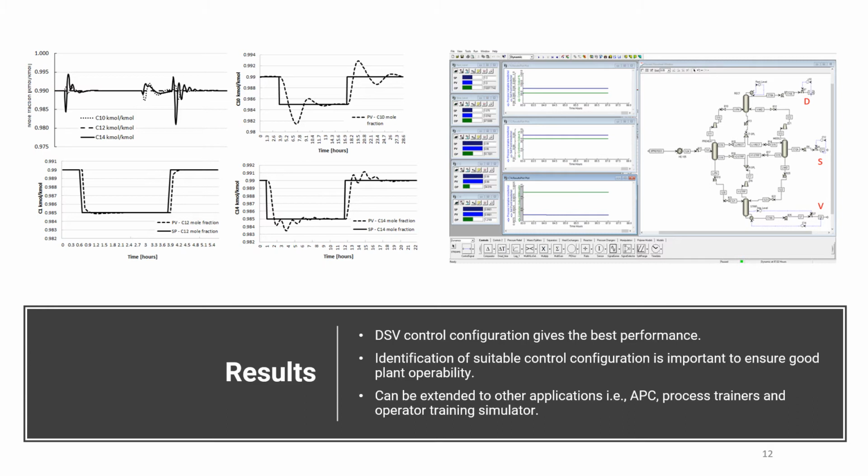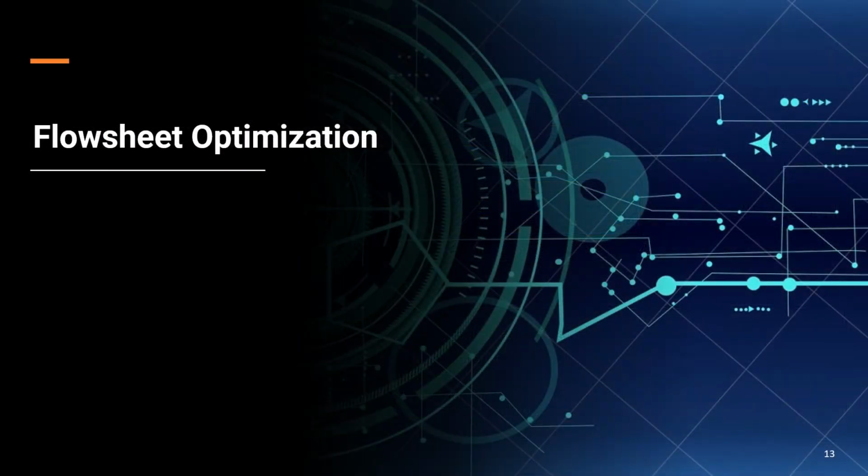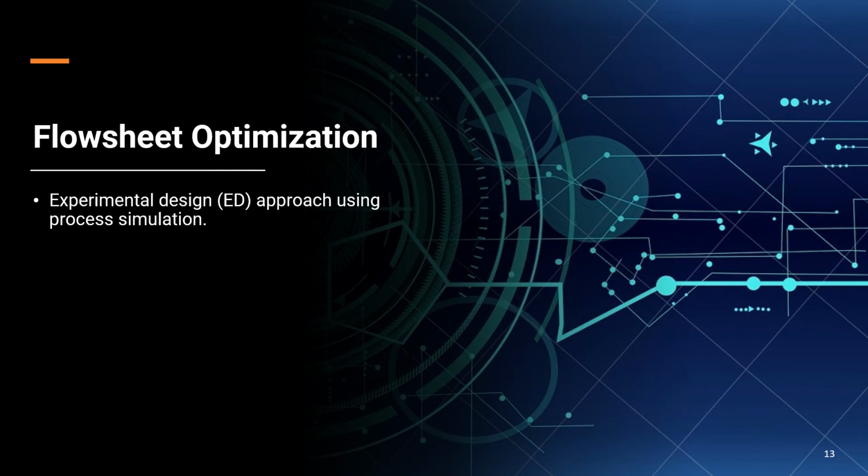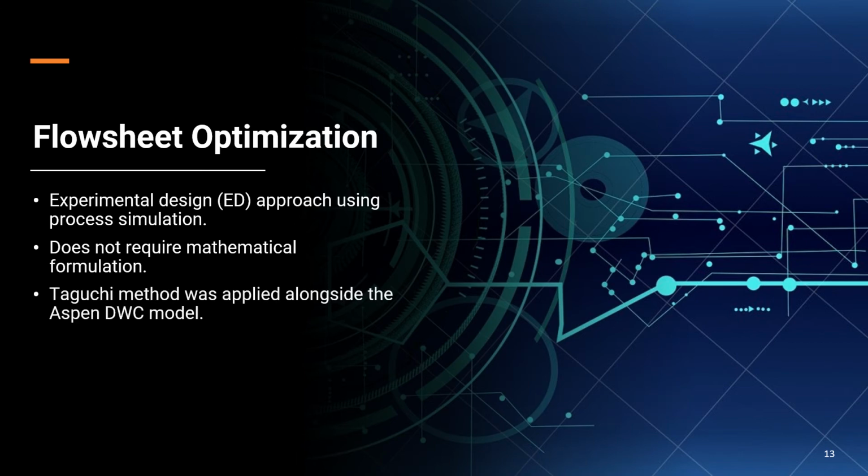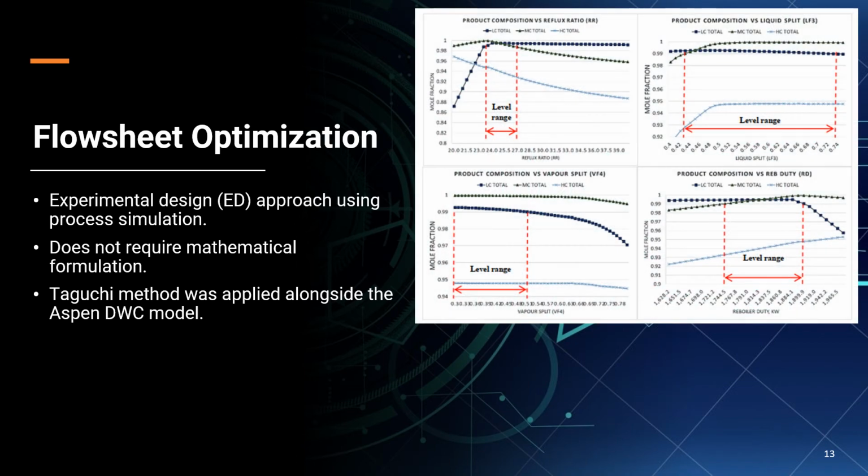For flowsheet optimization, a statistical-based experimental design approach was applied. Compared to model-based optimization, experimental design does not require mathematical formulation but nevertheless requires a good simulation model or experimental setup. Using the same case study, Taguchi method was applied, whereas the DWC model was used to identify sensitive parameters, simulate experimental layout trials and results validation.